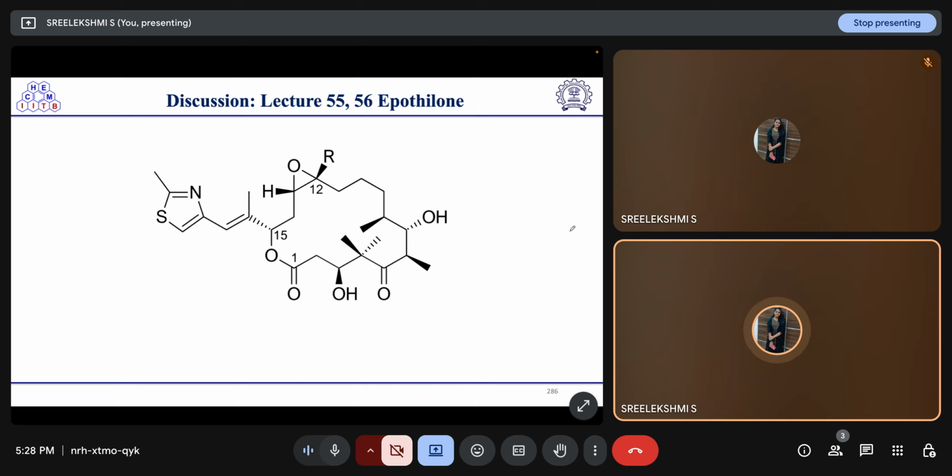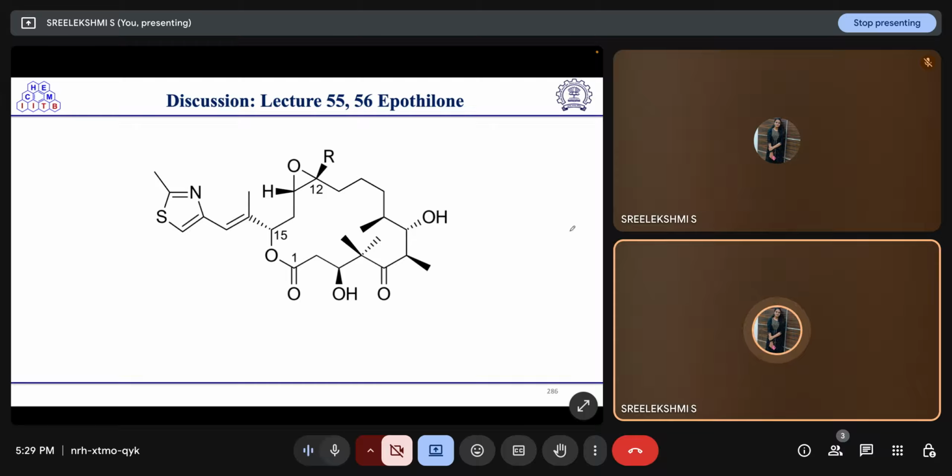Then they came up with a macrolactonization approach where a rapid and mild esterification method using 2,4,6-trichlorobenzoic carboxylic anhydride as the anhydride counterpart for the preparation of large ring lactones from corresponding open chain hydroxy acids. So this is Yamaguchi macrolactonization. And in this approach, key steps involve aldol reaction, macrolactonization, Wittig reaction, and epoxidation.